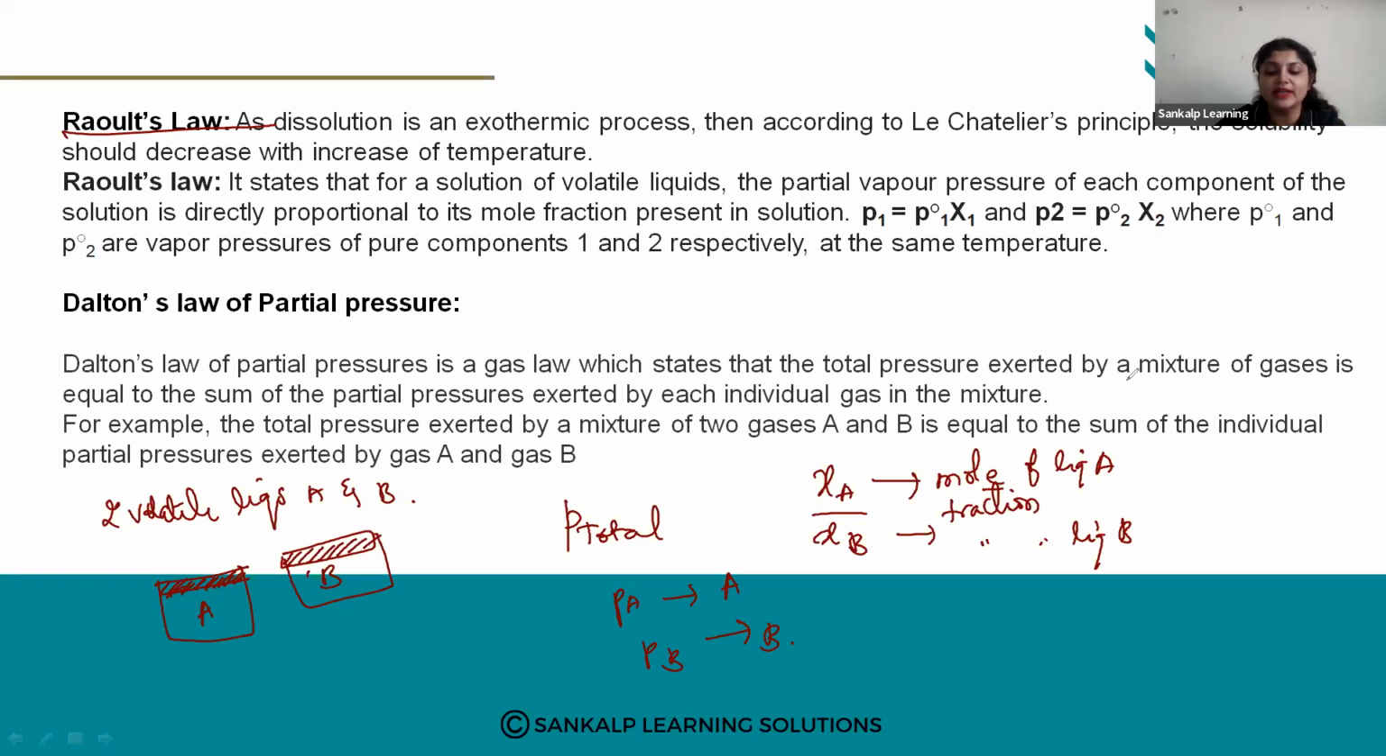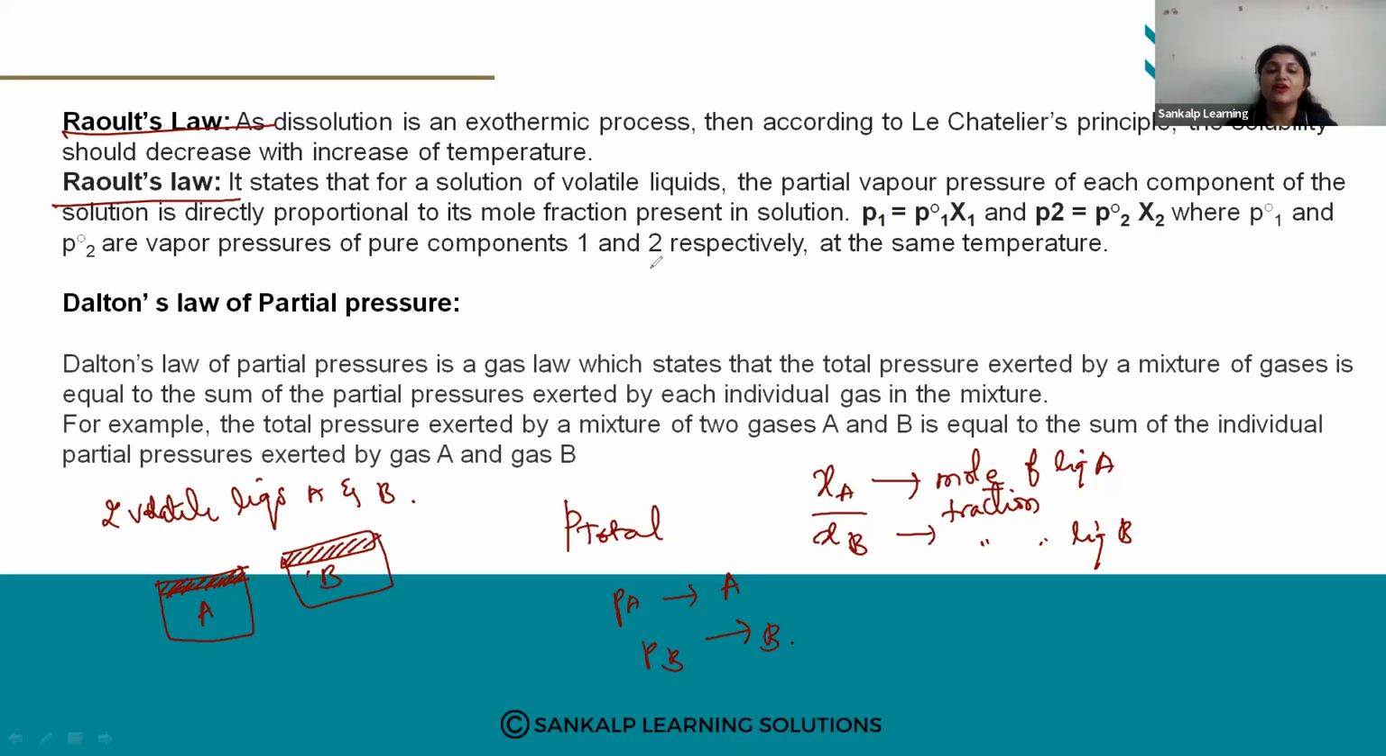So what is the statement? Raoult's law states that for a solution of volatile liquids, the partial vapor pressure of each component of the solution is directly proportional to the mole fraction of that component present in the solution at a given temperature. So this is Raoult's law.